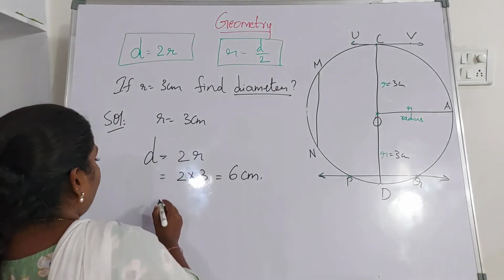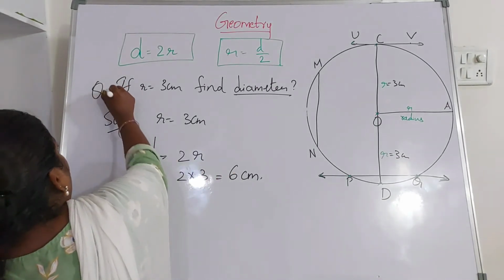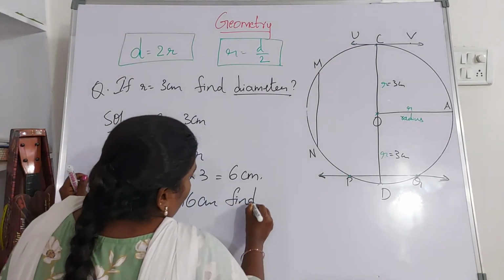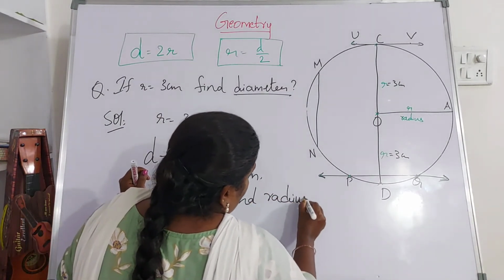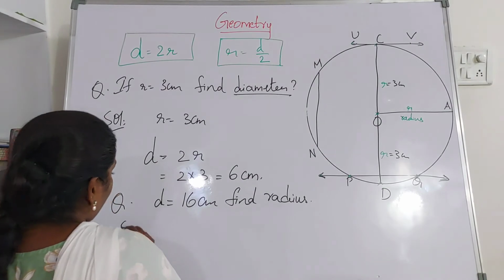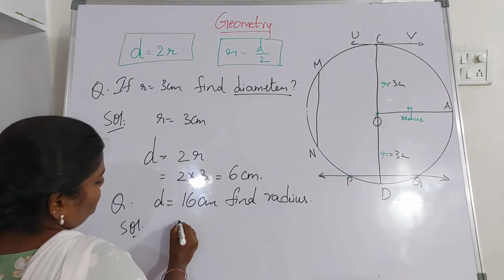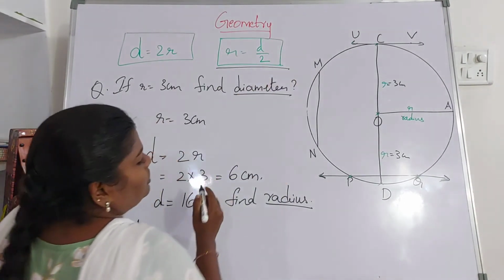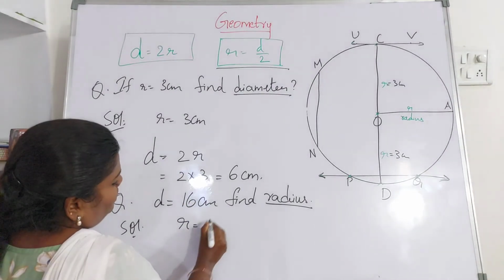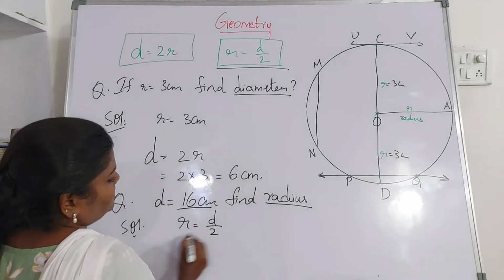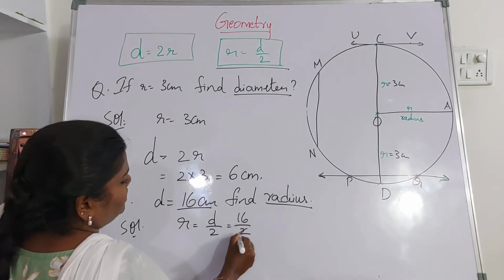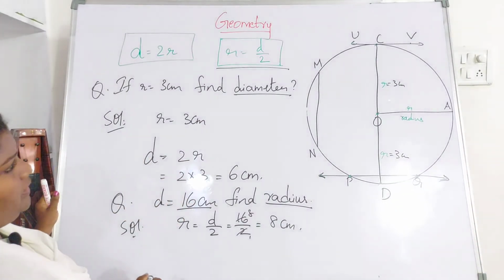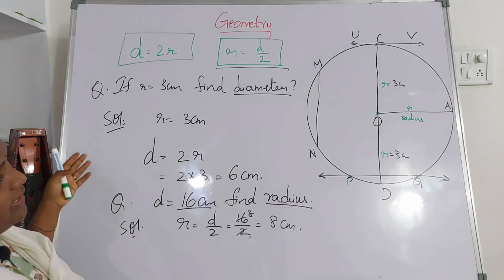Now if at all they have given diameter is equal to 16 centimeter, find radius. Now how to find out this? Already it is given that D is equal to 16. Now you should find out radius. So what is the formula? R is equal to D by 2. So D is given as 16. So 16 by 2, that is 2 1s, 2 8s. So R is 8 centimeter. Yes, hope you have understood. So let me continue with the next one.